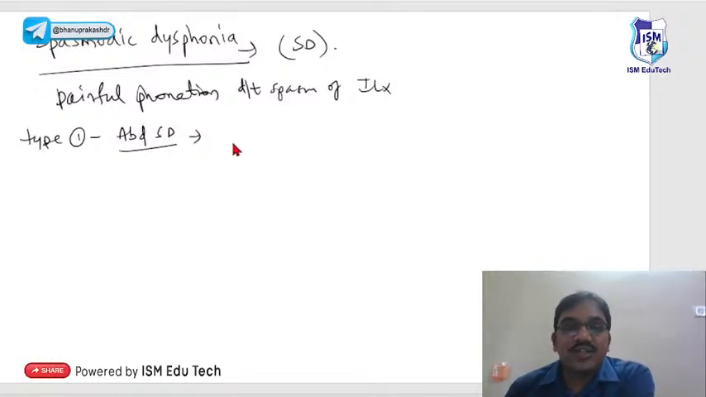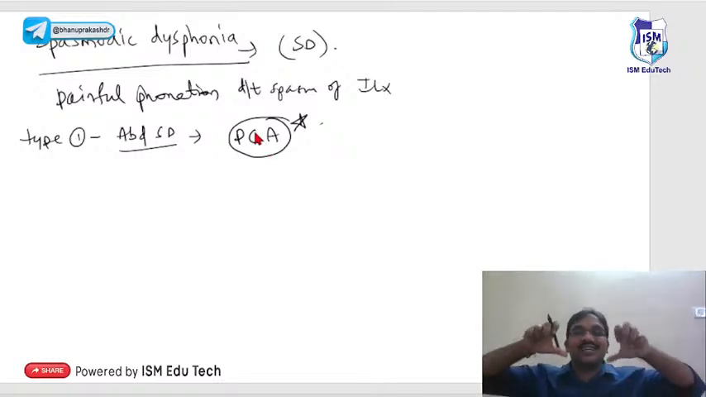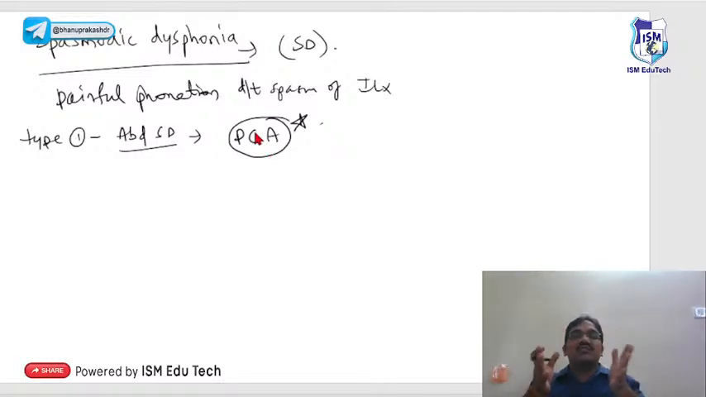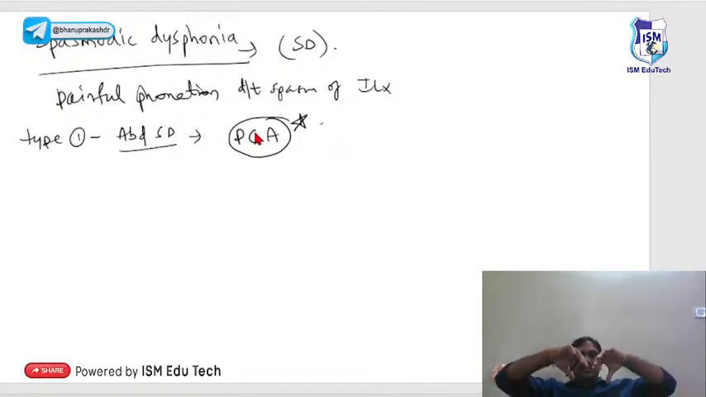What is the only abductor of the vocal cords? Posterior cricoarytenoid is the only abductor. So what happens if this gets spasm? If this gets tightly contracted, what is this muscle doing? Posterior cricoarytenoid is pulling the vocal cords laterally. And if it is in a continuously contracted, spasmic state, what happens?